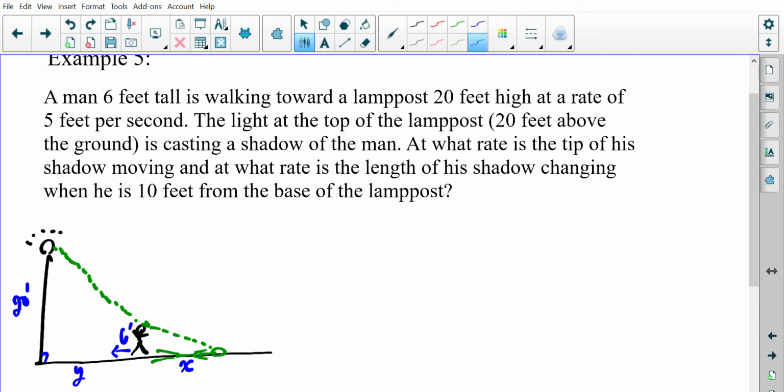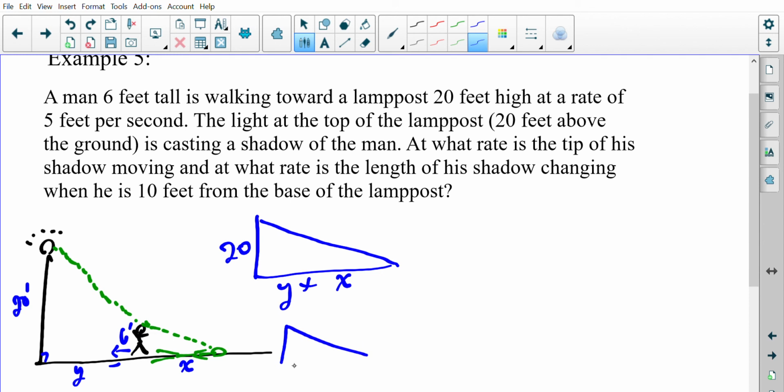Well, to do that, we're going to use similar triangles. So there's the big triangle, right? The big triangle in this question looks like this. This is 20, and the bottom of it is, well, it'll be Y plus X, I guess. This piece down here is Y plus X. And then you've got your smaller triangle with a shadow where it's the man standing here who's 6 feet, and then out in front of him is an X.